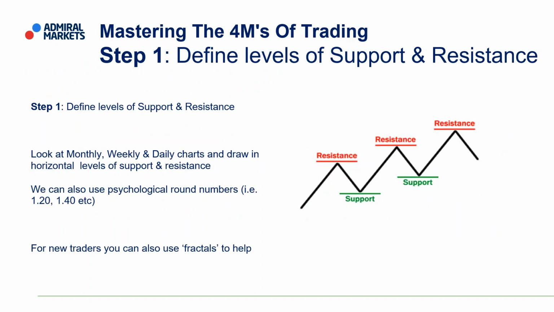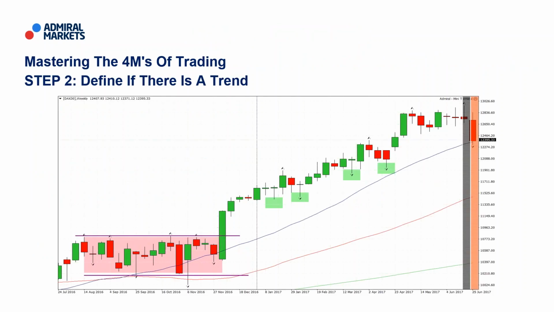So remember, open any chart where we're going to make a trade on. First thing we do, define levels of support and resistance. We look at monthly, weekly, and daily charts, draw in horizontal levels of support and resistance, and we can also use psychological round numbers, things like 120, 140. Sterling was at 130, it's dropped through that, so we'll be looking at the next level. 111 has been interesting in euro dollar. 111 has been interesting in dollar yen. So just understand where those psychological round numbers turn up as well.